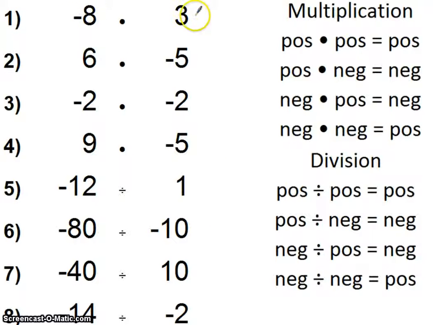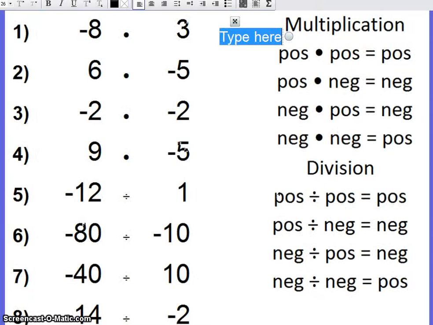Alright, first question. This is negative 8 times 3. I know the times symbol's not in the right place. I'm not sure how that happened. But 8 times 3, that's easy. That's 24. Okay, now the only thing I have to worry about is if it's positive 24 or negative 24. Let's see here. I got a negative times a positive. That's right here. Negative times a positive is a negative. So that will be negative 24. Piece of cake.